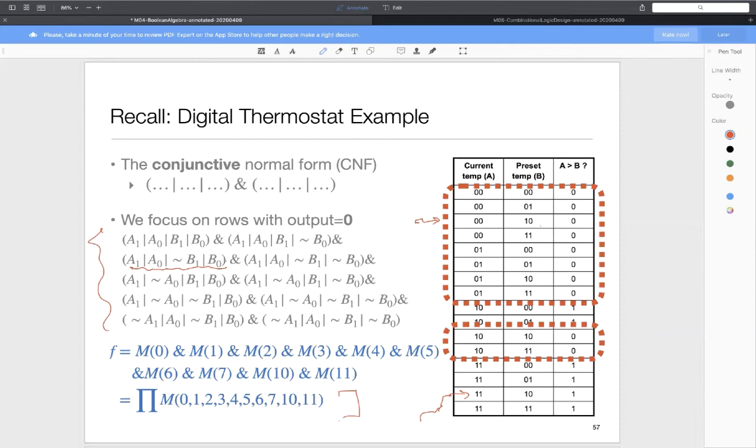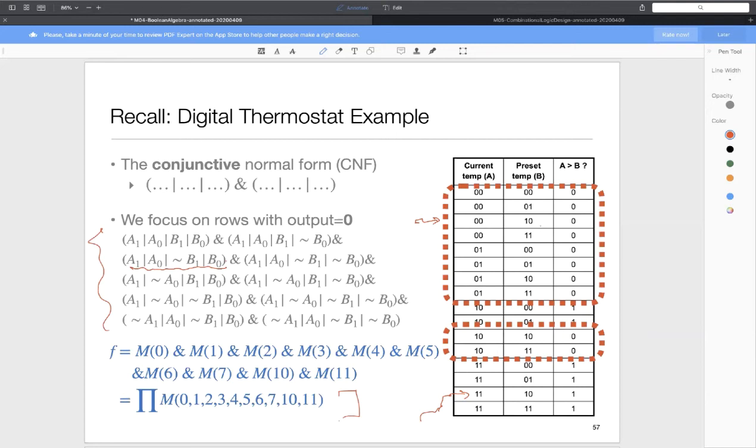So basically, if a truth table is dominated by 1s, then the expression for CNF would look smaller, right? It's going to be a product of just a few max terms, and the other way around. If it's somewhere in the middle, then of course you can go either way.